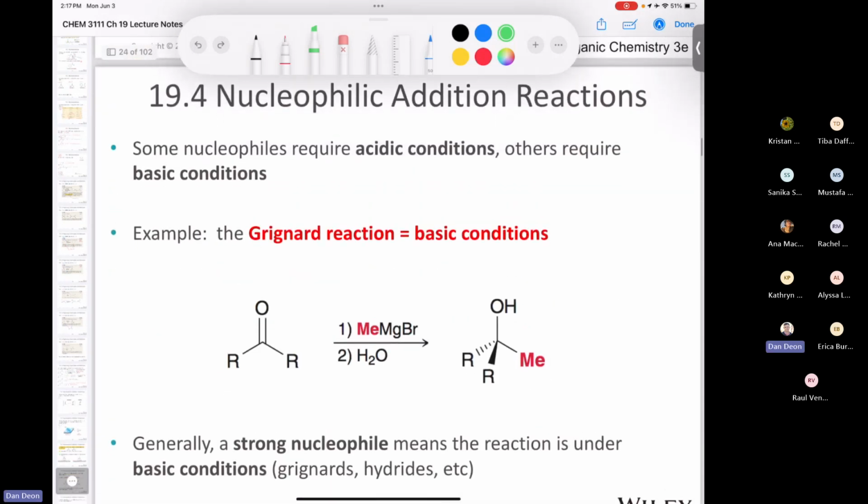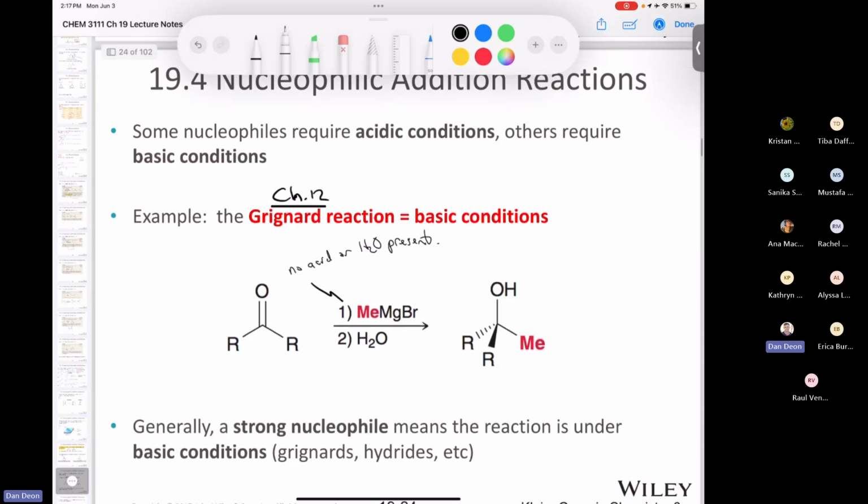Now, it turns out that some nucleophiles require acidic conditions, while other ones require basic conditions. So if we think about the Grignard reaction, this was covered way, way back in chapter 12. So Grignard is back in chapter 12, if you want to go back there. That actually worked in basic conditions, right? We could not even have water present. So in the first step, you can have no acid or H2O present. Why? Because the Grignard reagent would just rip the proton off of your water or your acid and destroy it.